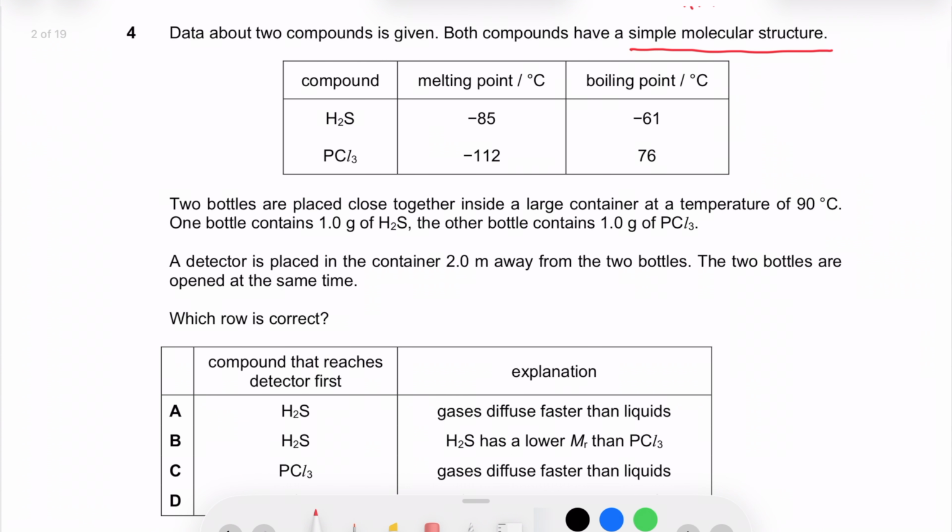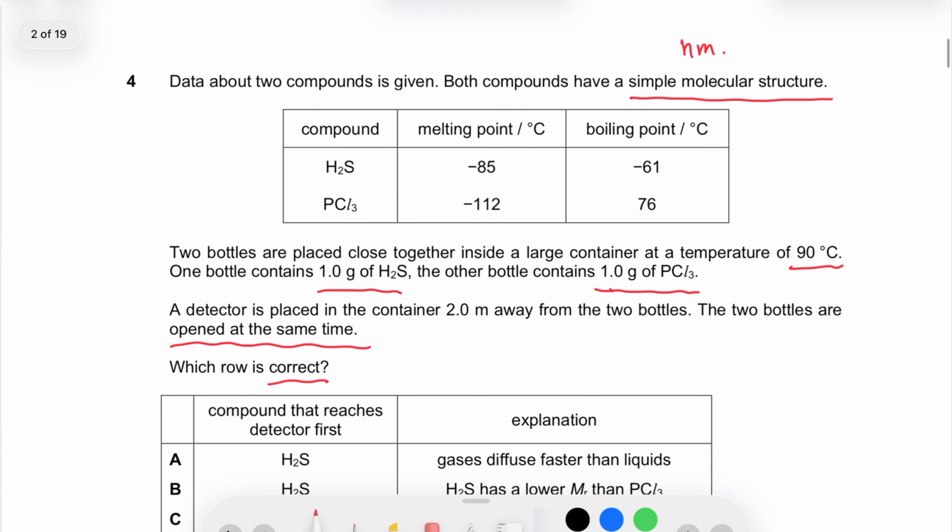Both liquids are placed close together inside a large container at a temperature of 90 degrees Celsius. One bottle contains 1 gram of H2S, the other contains 1 gram of PCl3, so both are 1 gram. A detector is placed 2 meters away from the two bottles. The two bottles are opened at the same time. So which one is correct? This one most likely is under diffusion, rate of diffusion.